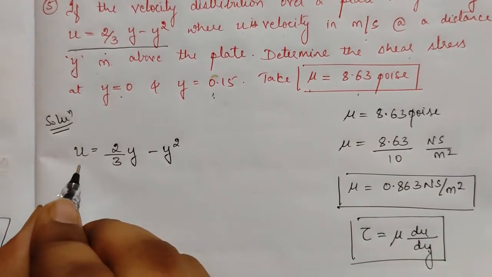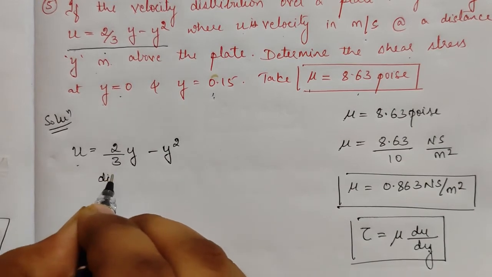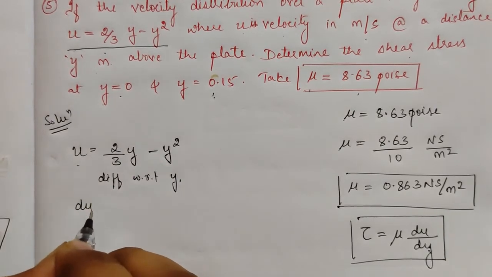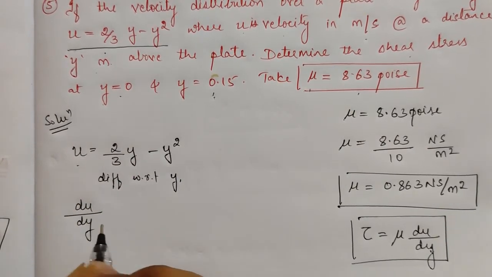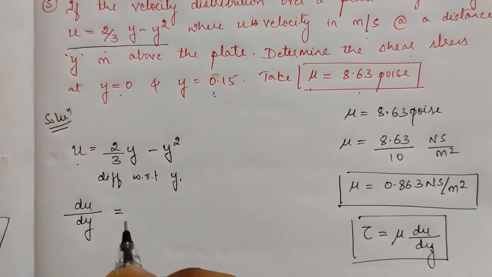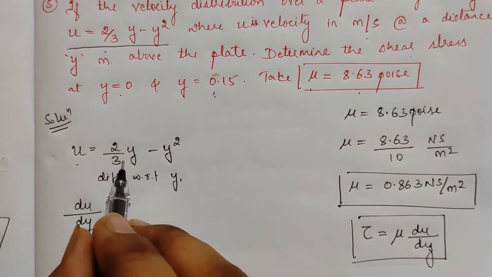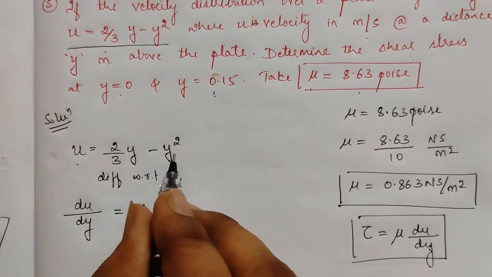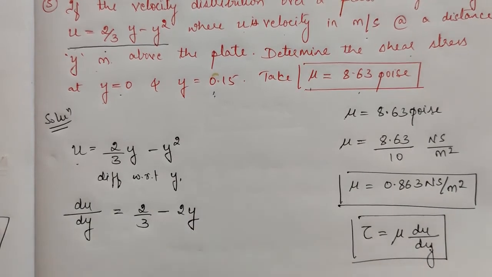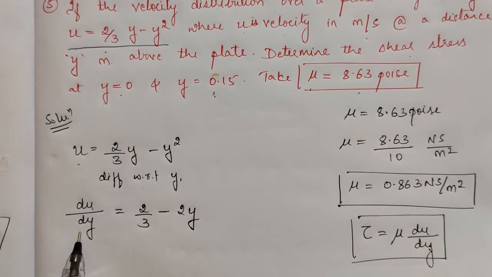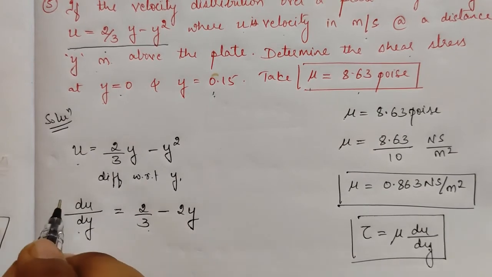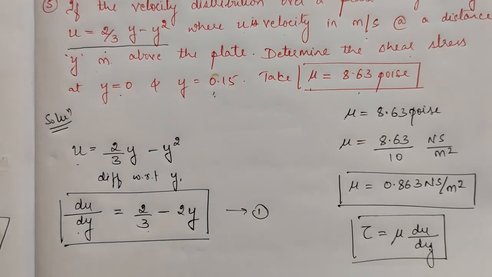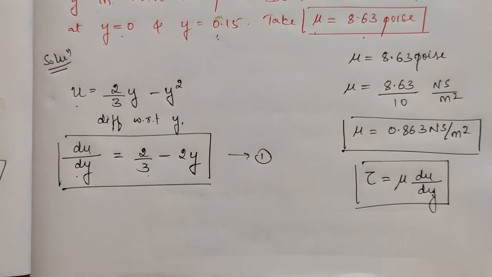So differentiate u with respect to y. Differentiation of 2 by 3y is 2 by 3 only, minus differentiation of y square, which is 2y. So du by dy becomes 2 by 3 minus 2y. Take this as equation number 1. Remember this. I will go to the next page, or else I can find here only.